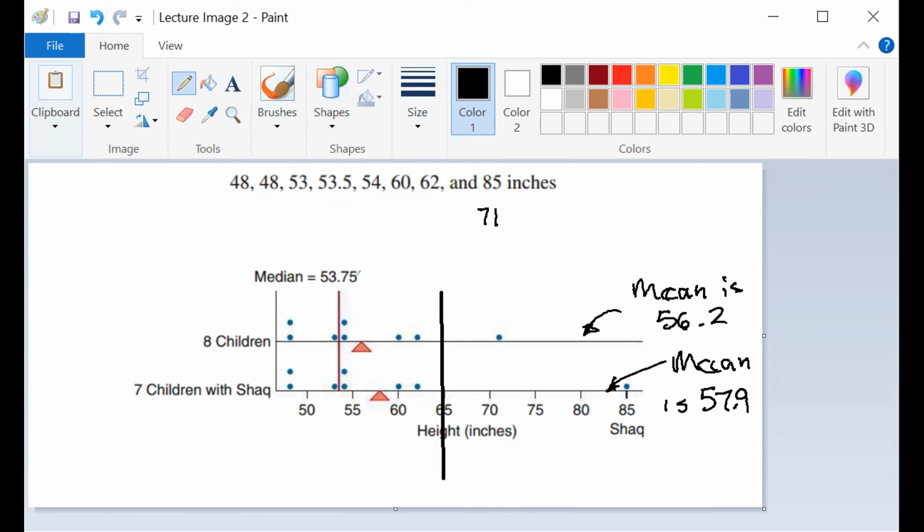But meanwhile, if you go through and calculate the median, the median for the top distribution is 53.75 inches, and the median for the bottom distribution is 53.7. So you can see in both cases, very resistant to either the 71 inch outlier or Shaq's 85 inch outlier. All right, and so that is an important thing to know about outliers, is that if you have outliers, then the median is frequently going to end up doing a better job when it comes to studying the data.